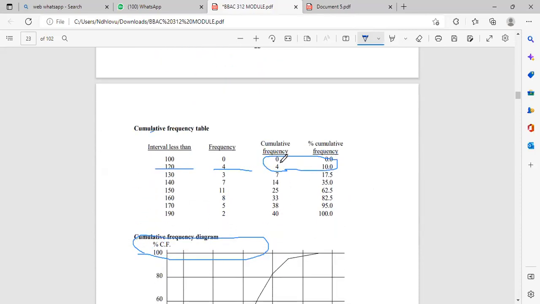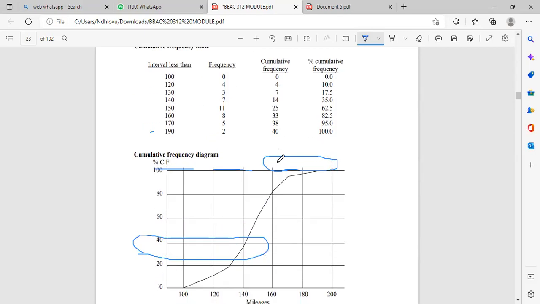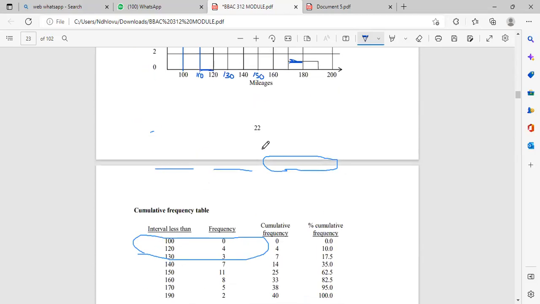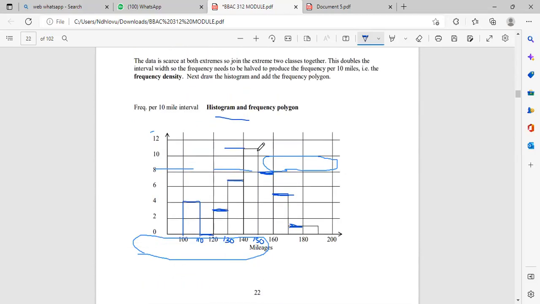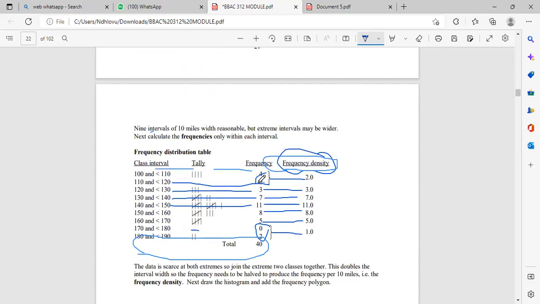Unless there are questions so far, before we move on to the other, go back to the frequency distribution table. Okay, which is this one, the 4, 0, 3, 7, 11, 8, 5, 0, and 2.